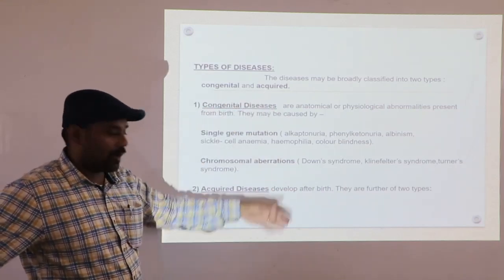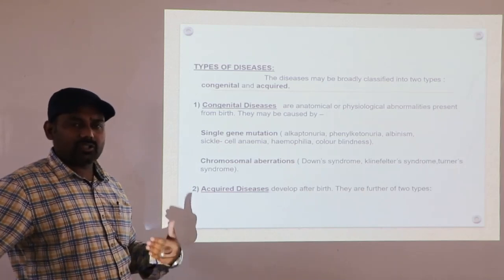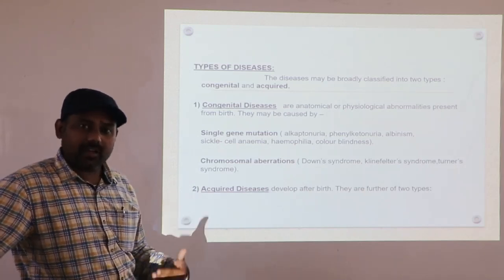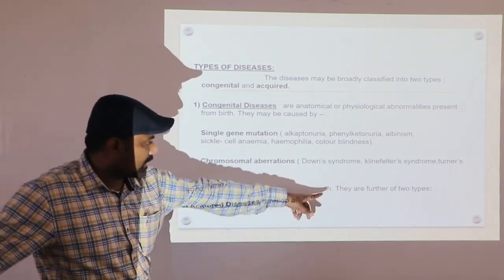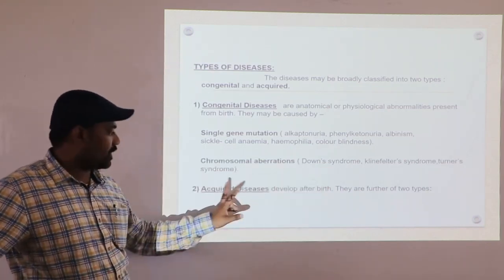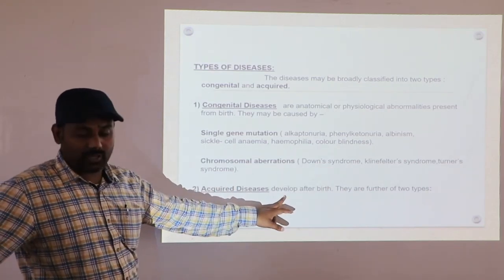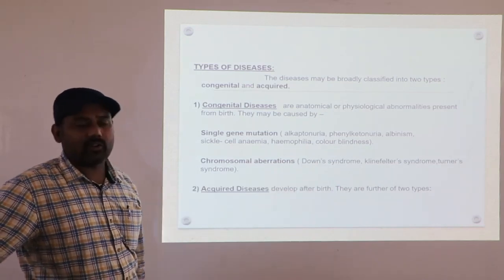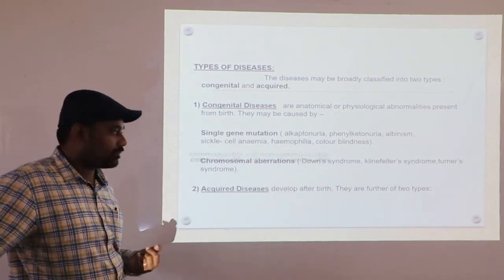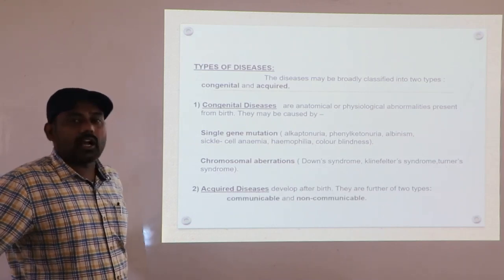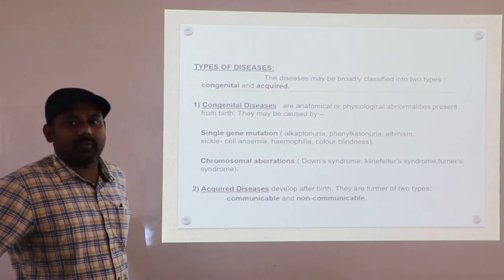Clear? So acquired means, as I told you, those diseases we are going to develop after the birth. They are further of two types. Acquired disease means they develop after the birth, and again they are of two types. First one is communicable and non-communicable diseases.